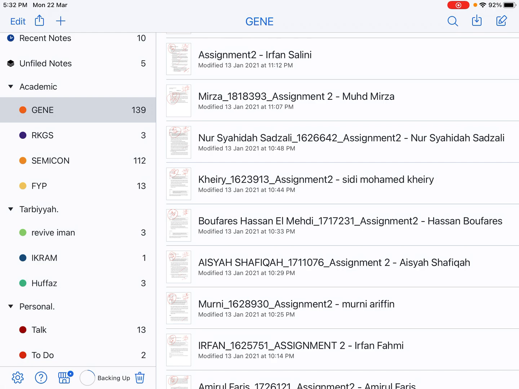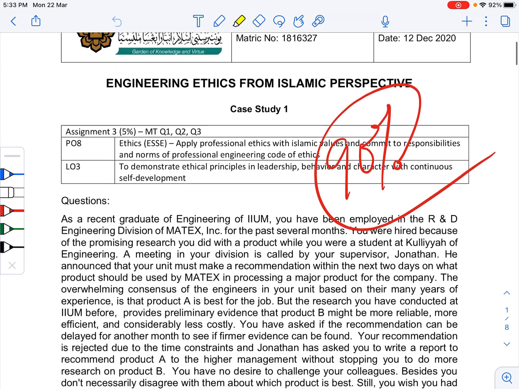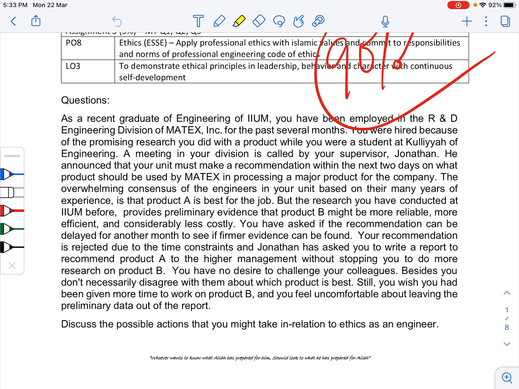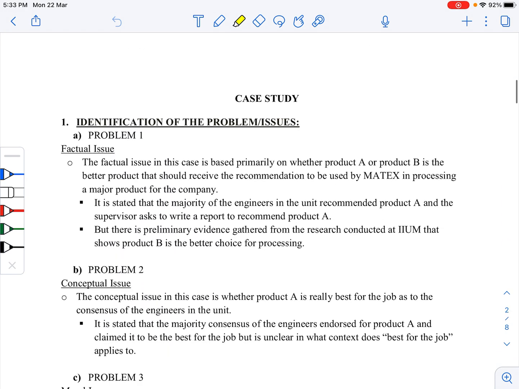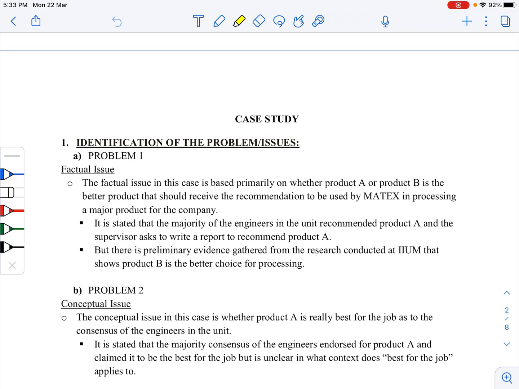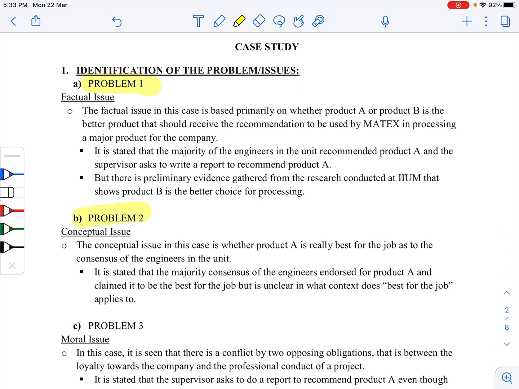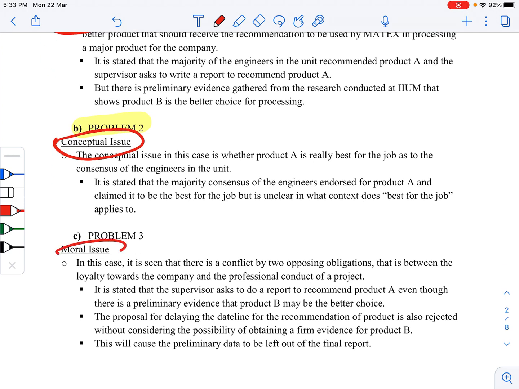So I want to share with you a sample. It's one of the good samples of a case study. This was last semester's case study, and you can see it's very clear how the students wrote it. They make sure to identify the problems in the case study, and not only the problem but also which category it falls into. Is it a factual issue or a conceptual issue? Or is there any moral issue?